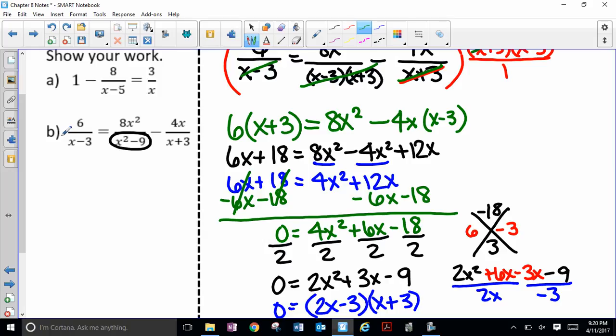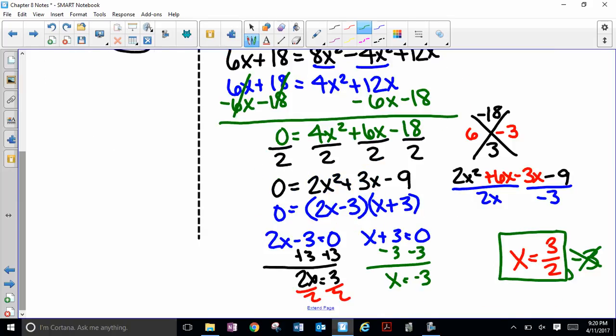Now, if when you plug in both of these choices, both of them didn't work, so we had to cross out 3 halves and negative 3, well, then you would say no solution, because you already solved and got the 2 possible solutions and neither of them worked. So if nothing worked, then it's no solution.